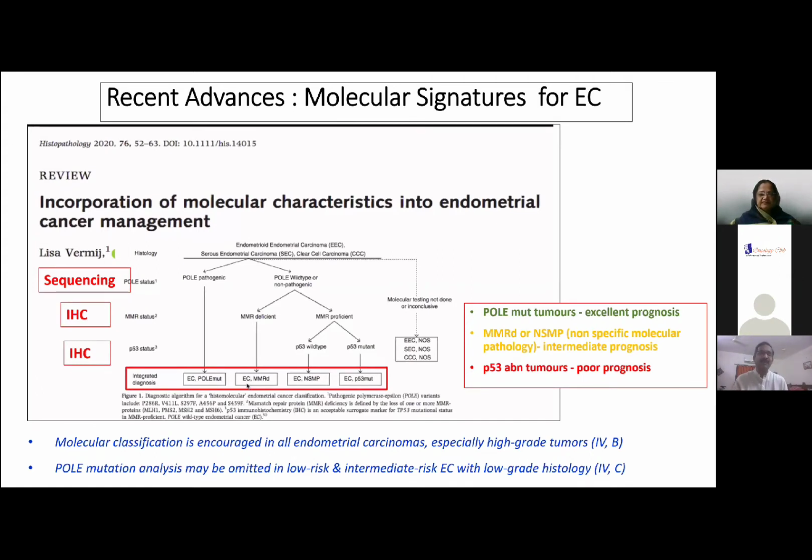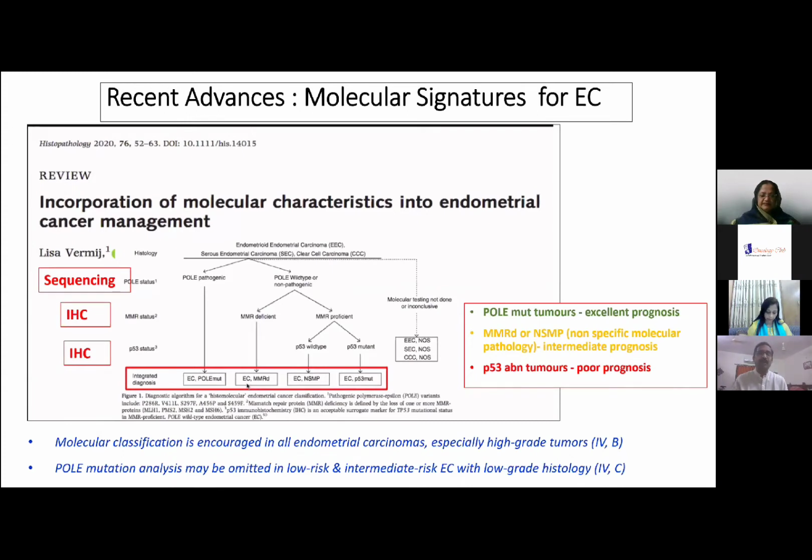And the reason why this has come in the recent past is that if patients have POLE-mutated tumors, they have excellent prognosis, whereas if a patient has p53 abnormal tumors, they have poor prognosis. And in the recent guidelines, molecular classification has been encouraged, especially in high-grade tumors, so that we can tailor the adjuvant treatment according to the classification.